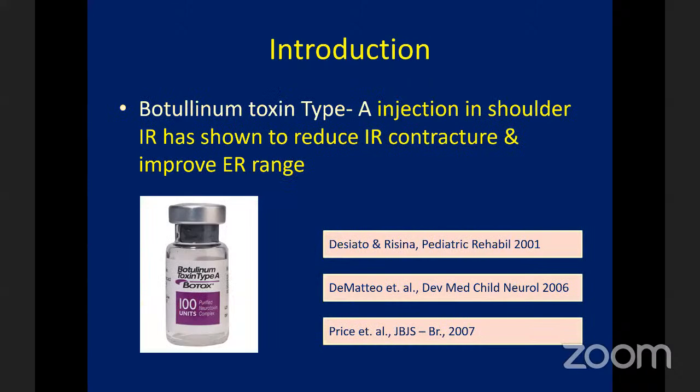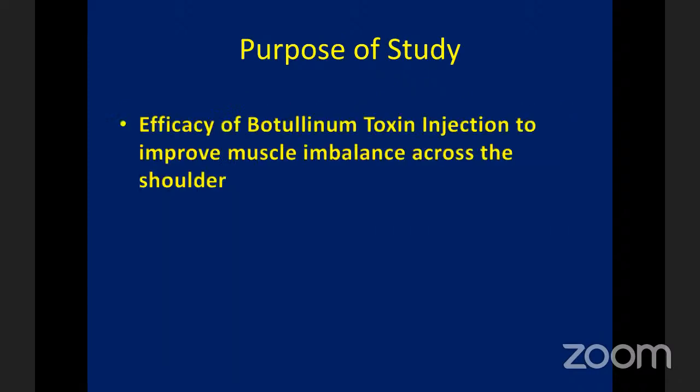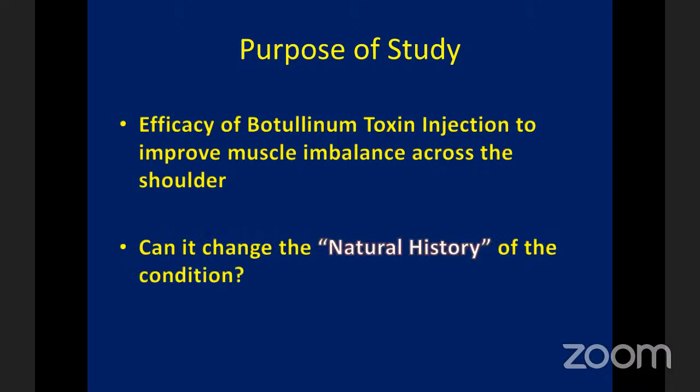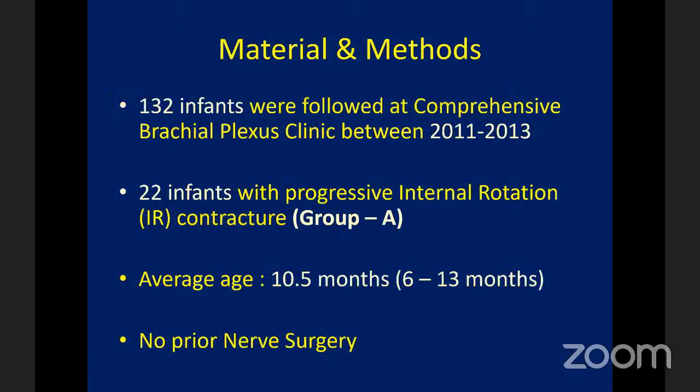Botulinum toxin injection in shoulder internal rotators will reduce the internal rotation contracture and so improve the external rotation range. Our purpose of study was to bring out the efficacy of botulinum toxin injection to improve muscle imbalance across the shoulder. Can it change the natural history of the condition? As we know, in people born with obstetric brachial plexus palsy, in 95% of the population, tendon transfer is required.